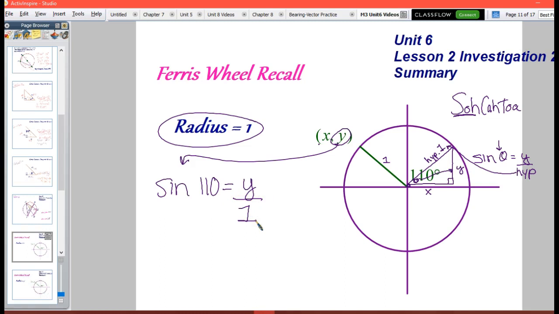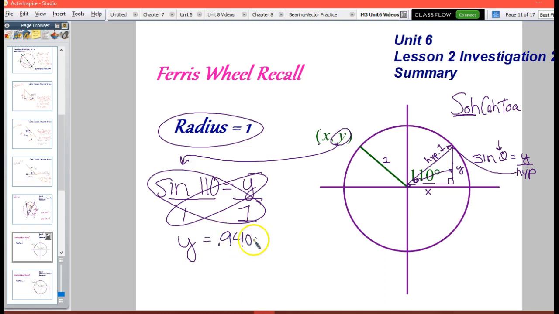I can put this as over 1, which doesn't really matter. Y times 1 is y. Sine of 110 times 1 is going to be 0.939, or 0.940 if you round. So that means this chair, if you were sitting in this spot after rotating 110 degrees, would be up 0.940 units. So 0.940 is this y coordinate.